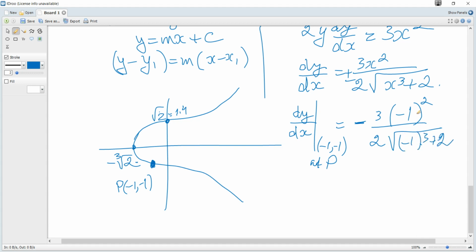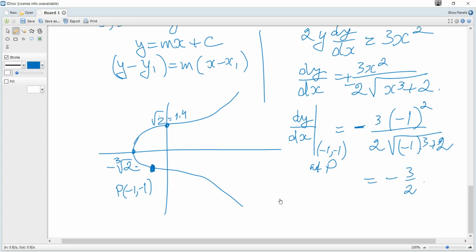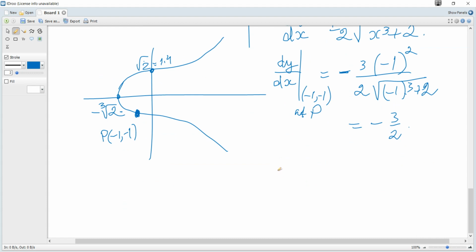So it's minus 3/2. Hence, the equation of the tangent becomes y minus -1, so plus 1, equals -3/2 times x minus -1, x plus 1. It's the required tangent to the curve at point P.